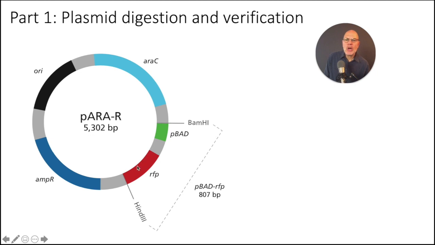So this is our genetically engineered plasmid, pARA-R, and it's a plasmid that is exactly 5,302 base pairs. It's a circular plasmid, so the beginning and the end circle up together. This is engineered. Here's the red fluorescent protein gene that's inside here. Here's a gene for ampicillin resistance, and here's a gene for a gene control element that we'll be talking about later.